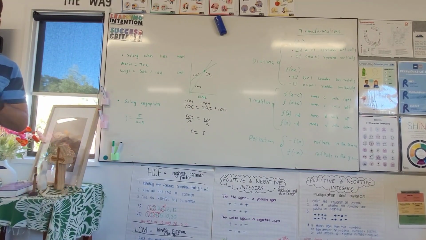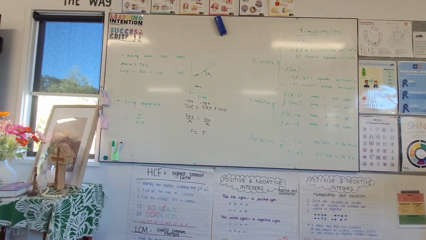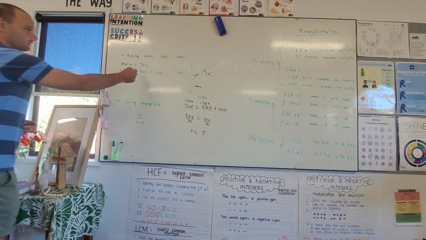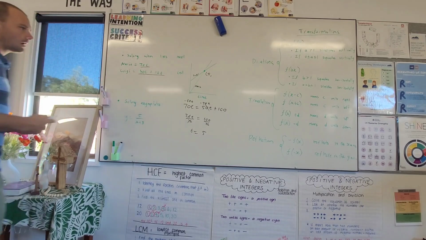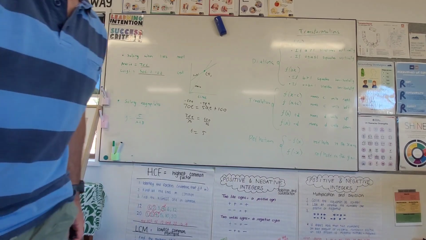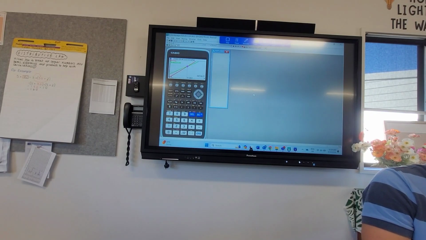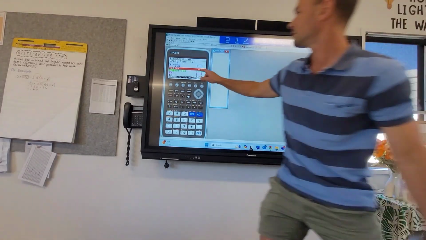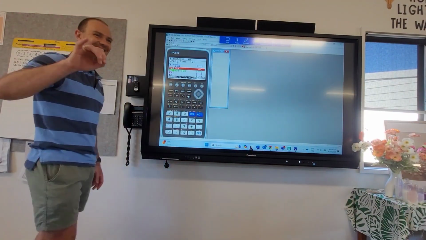We can also solve it in our calculator. One way we could solve it in our calculator is by graphing both lines. I might show you this skill, or if we can pull our calculators out, because our calculator is our friend. Here's the calculator. So what we're going to do, we're going to graph. Why didn't anyone say anything?